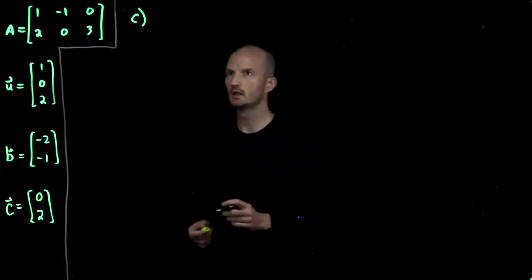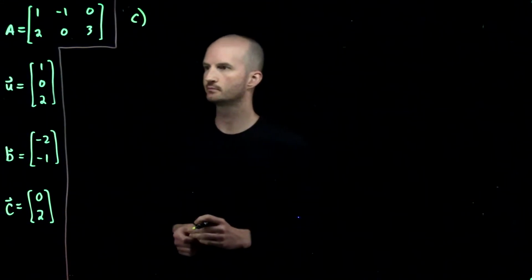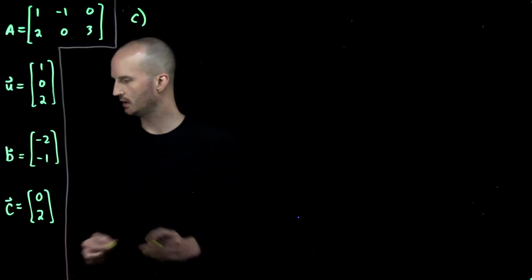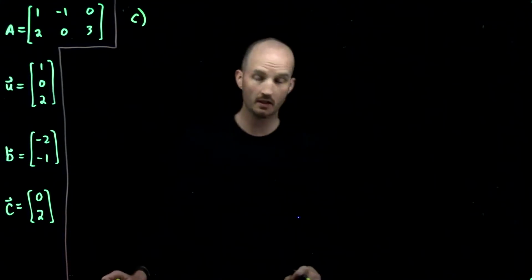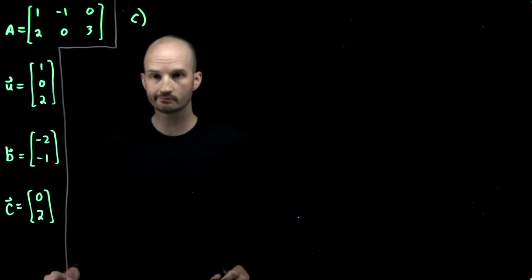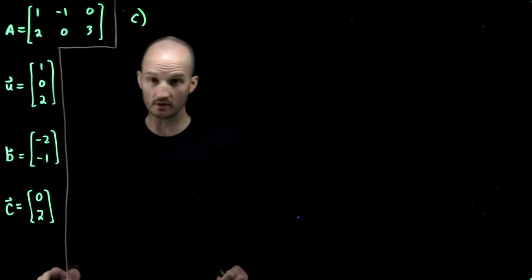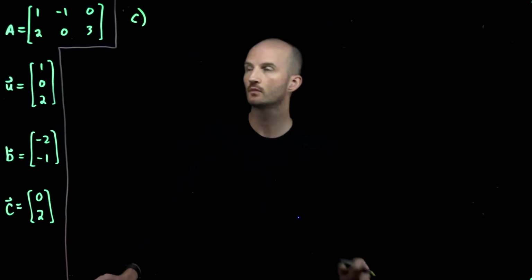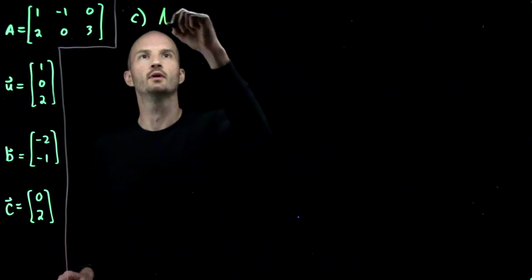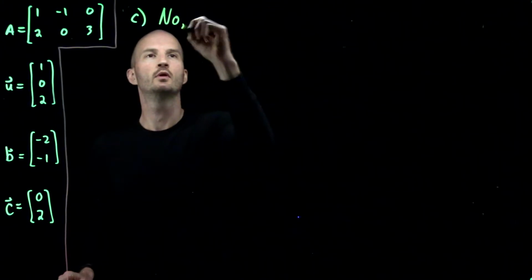Part C, is this x we found in part B, is it unique? Well, no, we discussed this in part B. There was a free variable, so I chose z to be 2, could have chosen z to be 0 or negative million. So I have many different options. No.